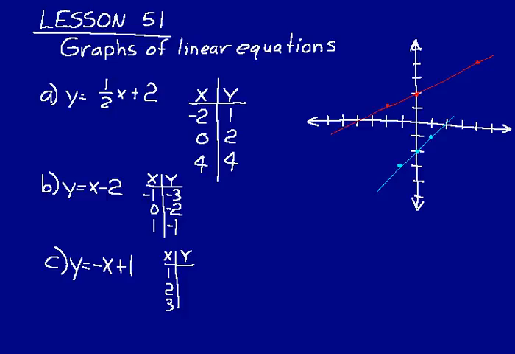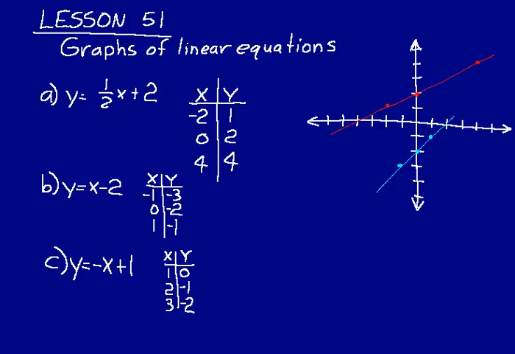And so when X is 1, we'd have -1 plus 1. Y would equal 0. When X is 2, we'd have -2 plus 1, or -1. And when X is 3, we'd have -3 plus 1, or -2. So now we have 3 ordered pairs. We need at least 2 to plot a line, but we've got 3. Let's go ahead and plot our points and then draw a line through them.